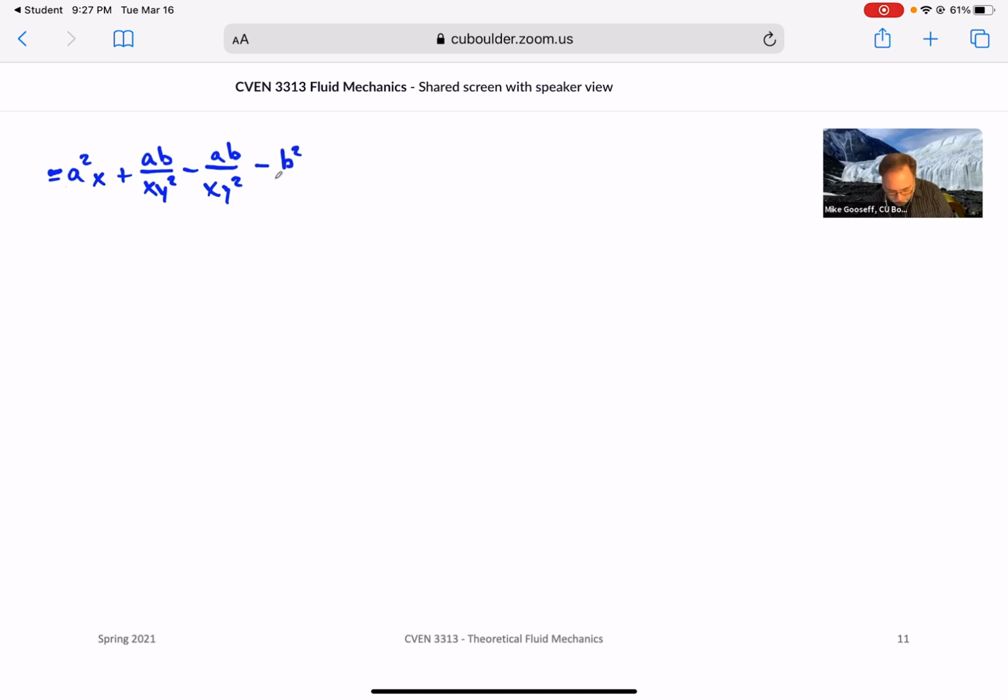Minus b squared over x cubed y to the fourth power, and then minus 2 times a times b over xy squared. I need to move this somewhere else. Just get it out of my way here. Do that for now. And then minus 2 times b squared over x cubed y to the fourth. Okay, so this simplifies a little bit to be equal to a squared x minus 2ab over x times y squared.